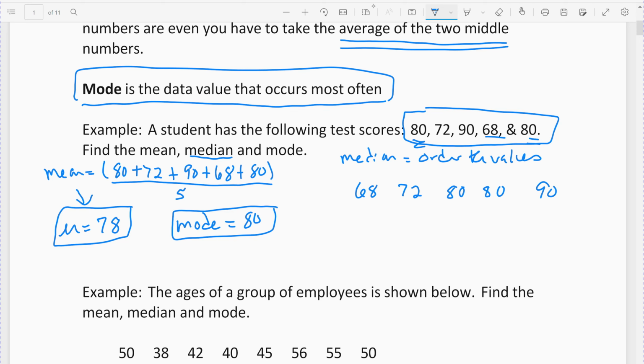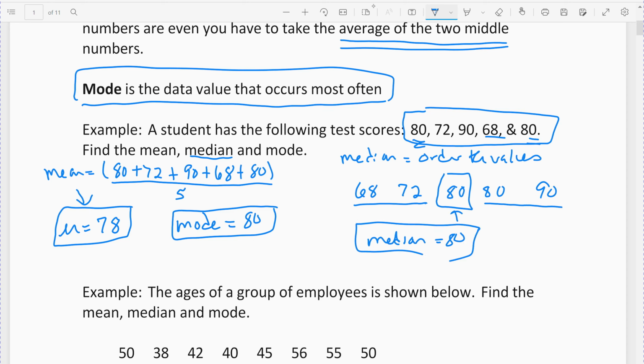There should be 5 numbers there. So this is an odd set, meaning there's one number smack dab in the middle. The one number smack dab in the middle is 80. And the check that you've picked the right numbers: there should be the same number of values above it as there are below. There are 2 numbers below 80, and there are 2 numbers above 80, and so that's the middle-most number, and so that's the median. So that's an example of the odd set.